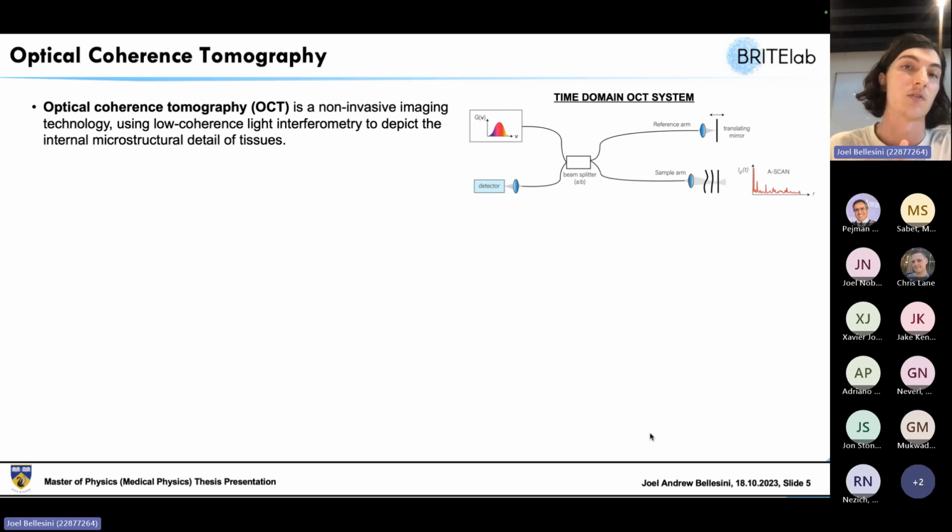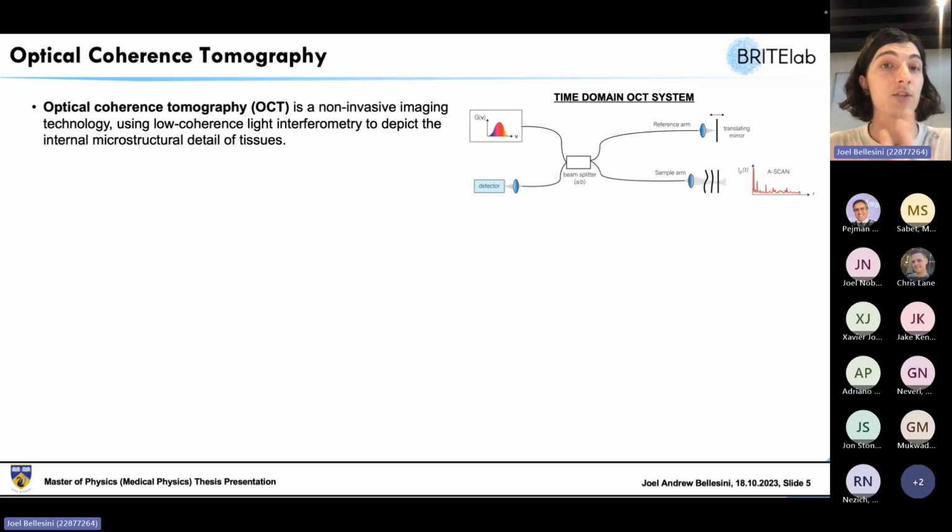the most elementary or first description of OCT is our time domain system, in which a low coherence light source is split into two arms, which we call the reference arm, which hits a translating mirror, and then a sample arm, which will then be incident on the tissue or whatever sample you're imaging. And as light is reflected from the reference arm and backscattered from the sample, these two beams are then combined, and their interference signal is then measured at a detector.